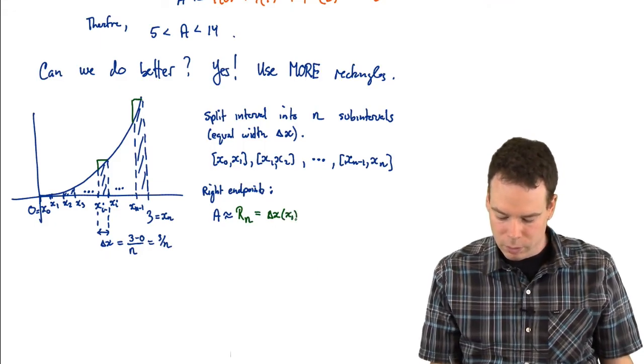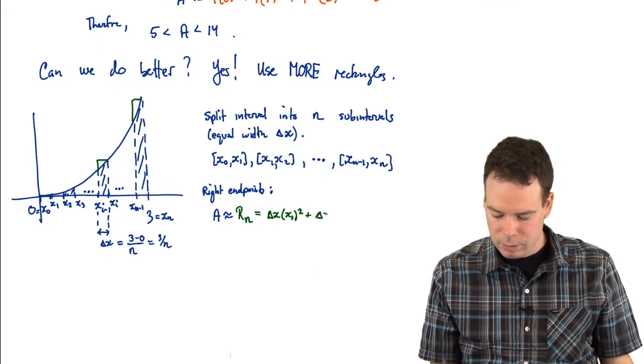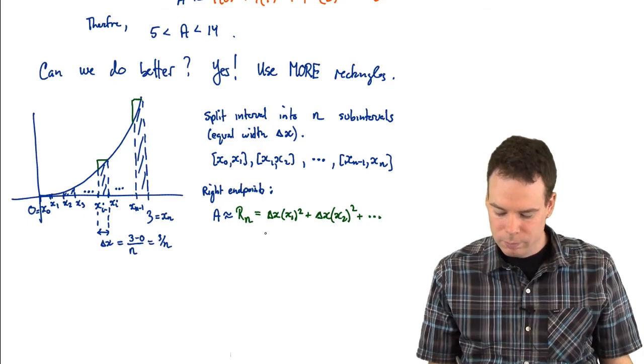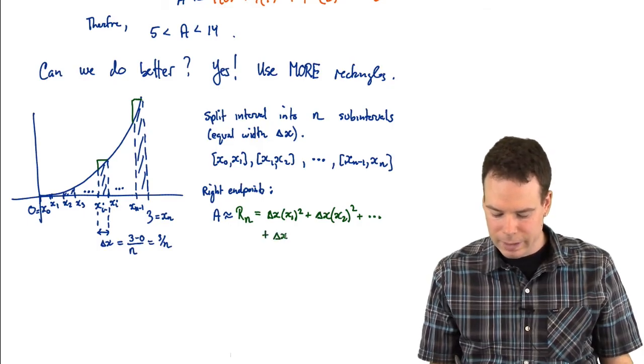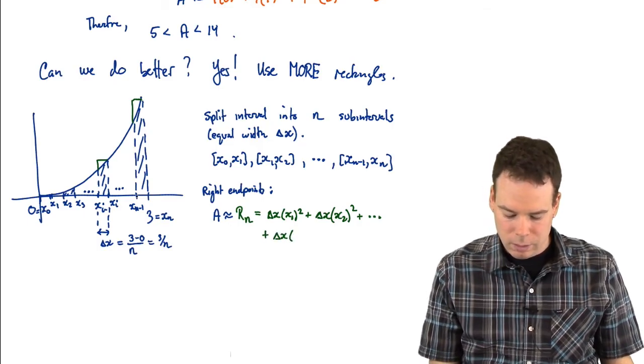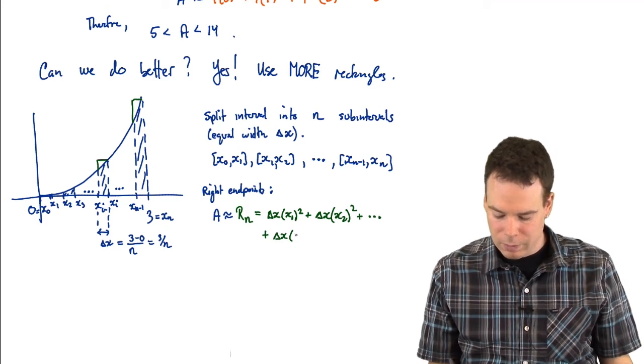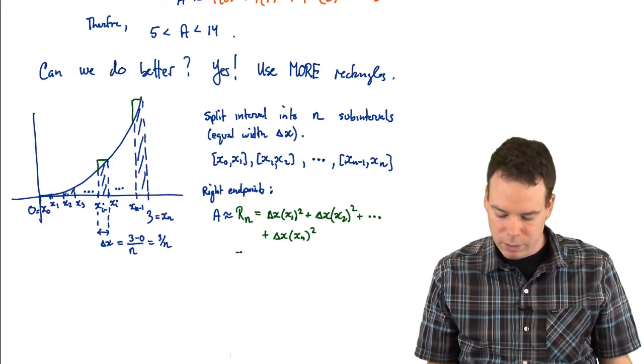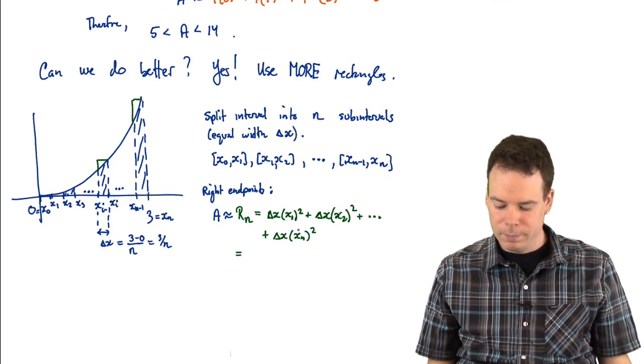That's x sub 1 all squared, plus the base times the height of the second endpoint, x sub 2 all squared, plus, and we keep going, plus the last interval, the base, delta x, times the height of the last one all squared. That's x sub n squared. So there is our value of our right-hand sum.